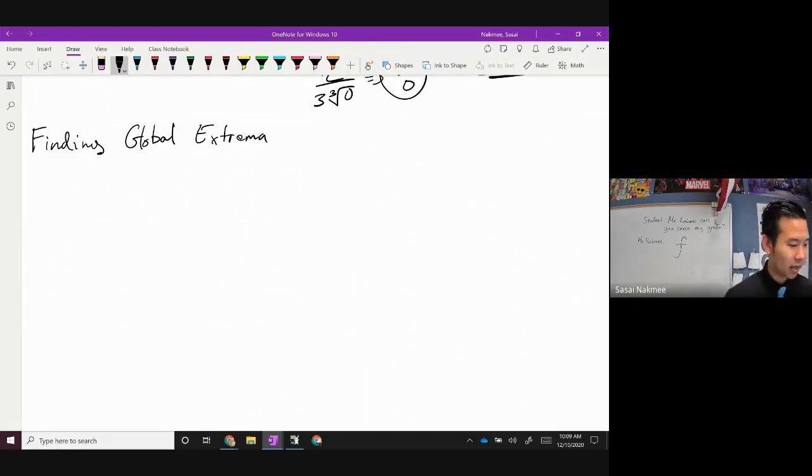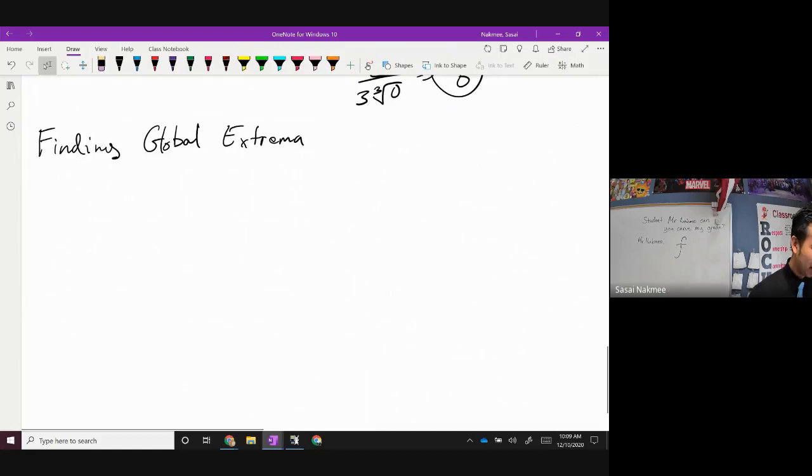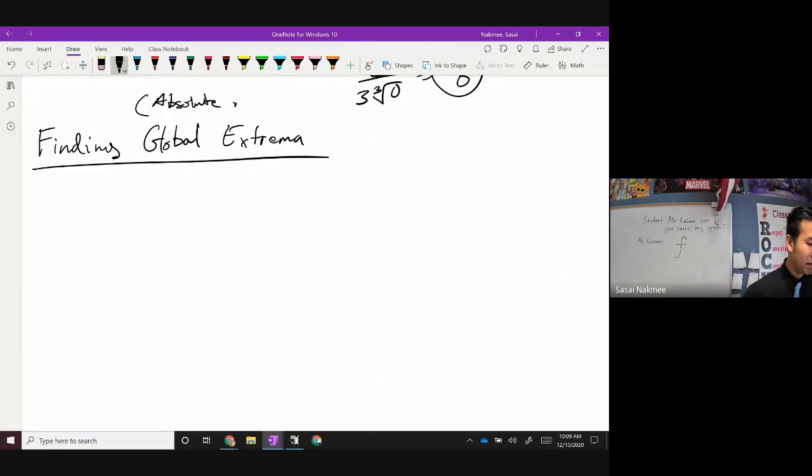Extrema sounds kind of nice, right? It kind of rolls off the tongue a little bit. But extrema is just a fancy way of saying finding the absolute minimum or the absolute maximum. What's the absolute highest and what's the absolute lowest point on your graph?